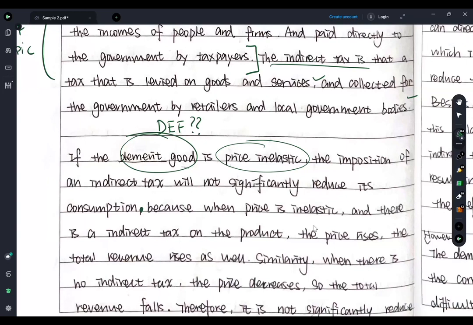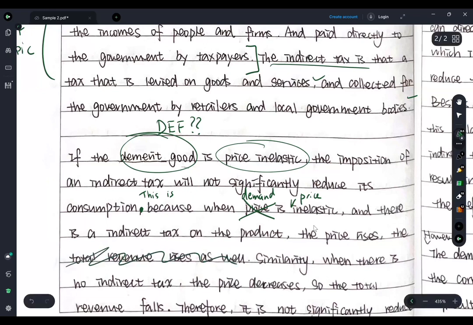So that's the statement. It's a good statement. And then I can start with the explanation. This is because when demand is price inelastic and there is an indirect tax on the product, the price rises, the total revenue rises as well. But that's not the point, right? The point here is no longer about total revenue. That's not the point.